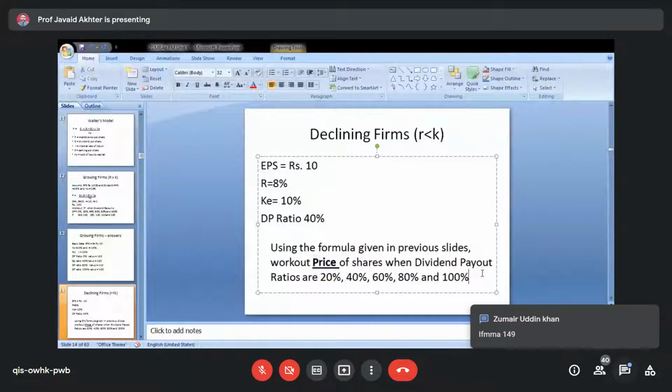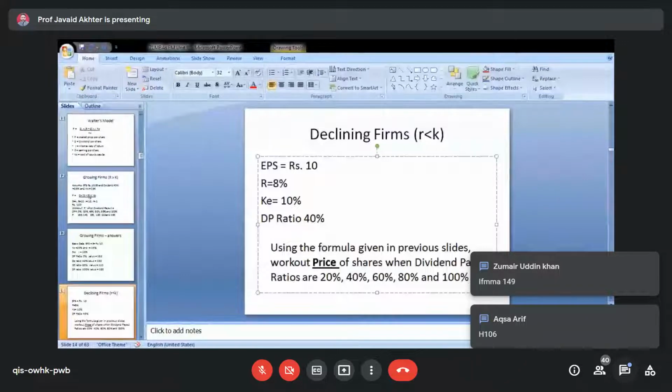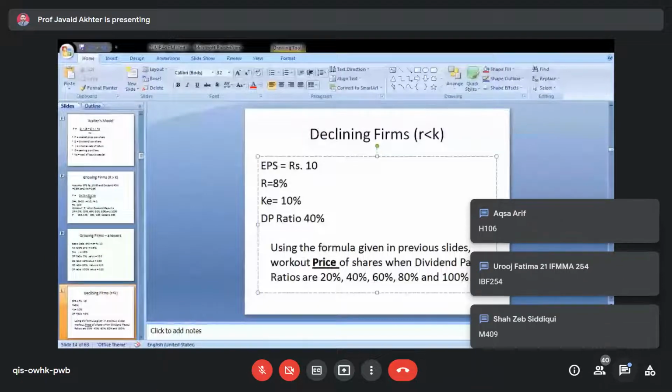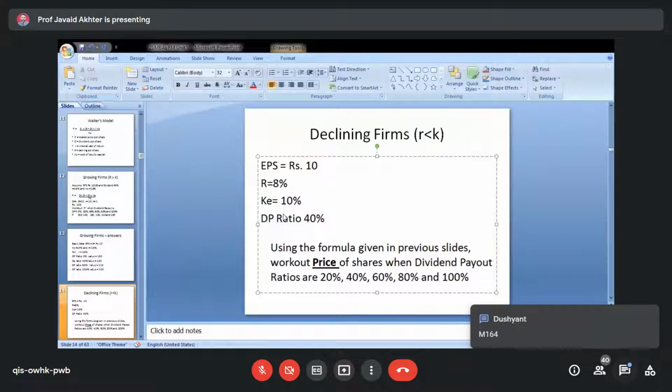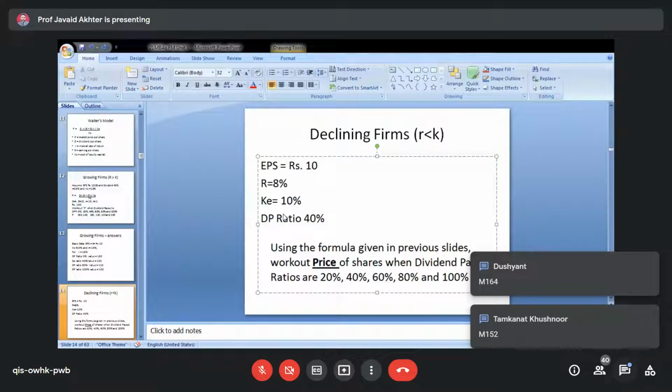And post your answers on the private number, not in the group nor in the chat box. Just post your answers just like you did for the growing firms. Once again, work out the value of P with this data and post it on the cell phone. Am I clear to all of you? Yes, sir. Work out and then post.